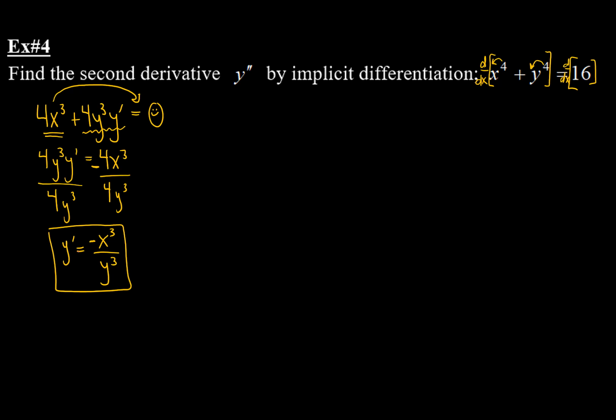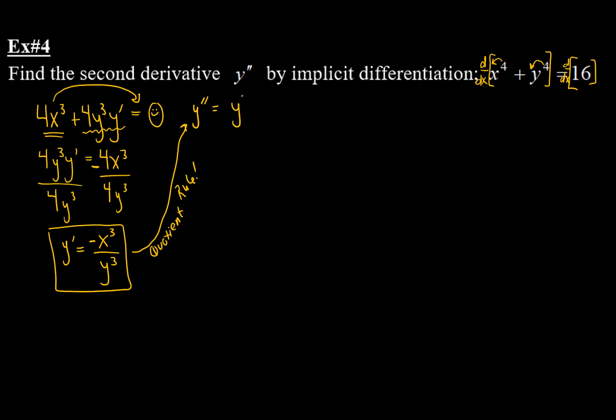Now I need to take the second derivative. This is where it gets a little interesting. So we have to use a rule. So if I'm going to do y double prime, what rule do I have to use? I got to use quotient rule because these things are dividing each other.